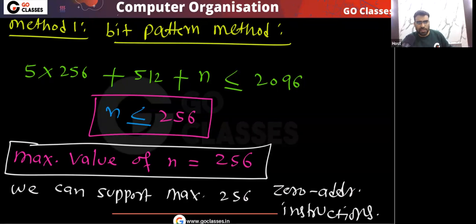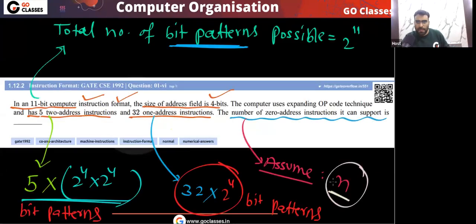Is this clear? So for this question, the answer will be 256. For this GATE 1992 question, the answer will be 256.